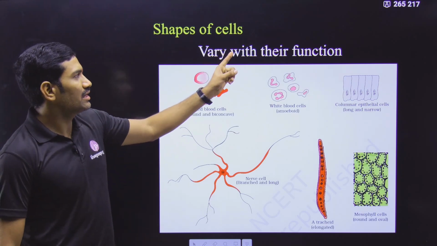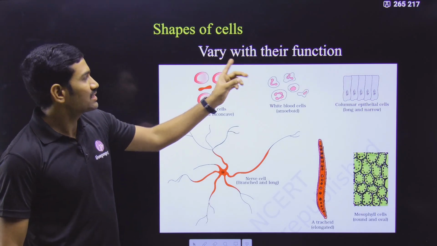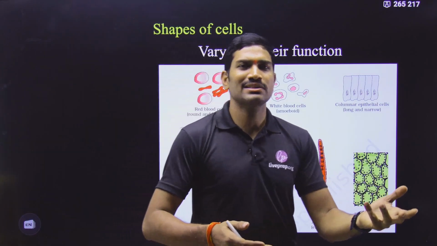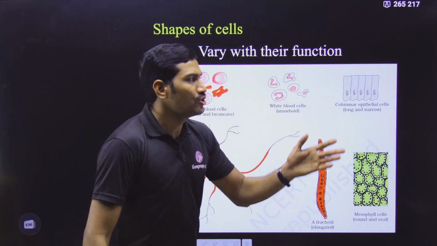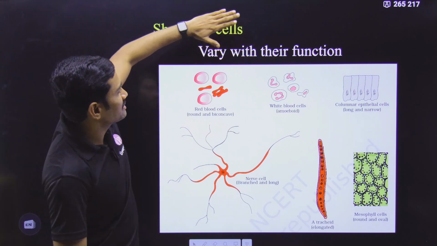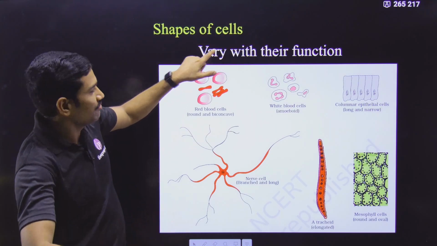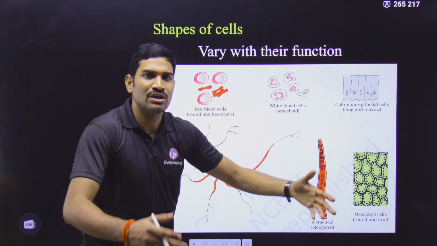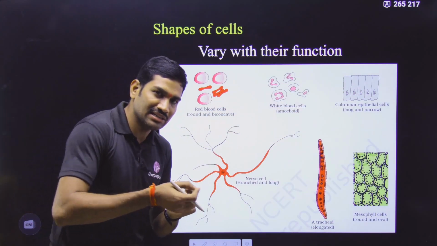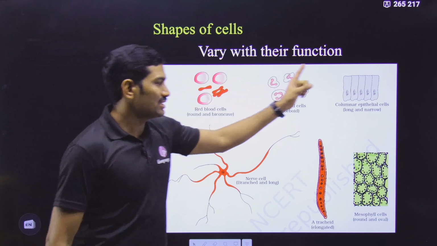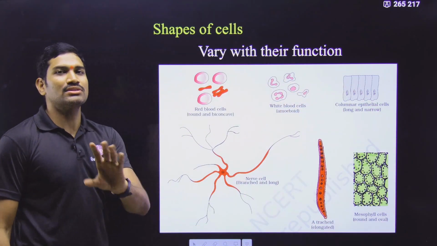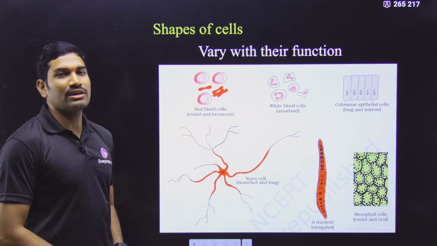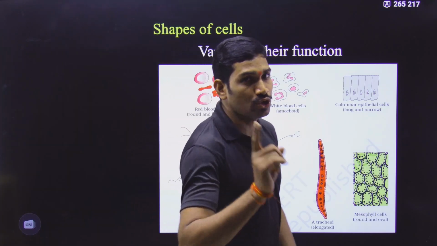Okay. So this is about the size of the cells. And next one, we are talking about the shape of the cell. Depending on the function, for different functions, the cells have different shapes. So the shape of the cell varies, means differs, with their function. This is the sentence they have given in the regular theory part. And then for the shapes, they have given a separate diagram. What was this diagram? Red blood cells, they are round and biconcave. Please understand this is with respect to humans.